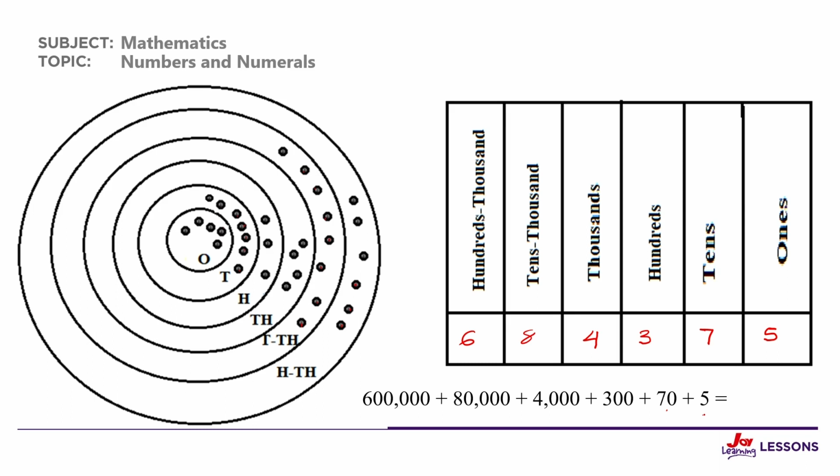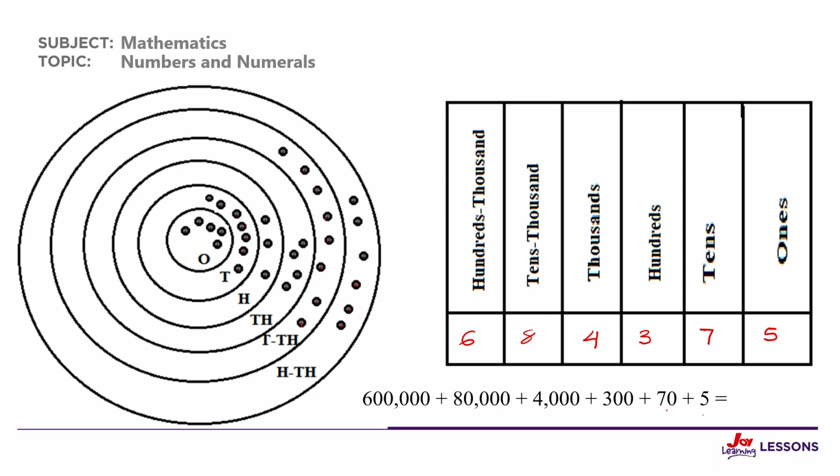So when you put these values together, what is going to be our answer? We have 600,000, we have 80,000, we have 4,000, we have 300, 70, and 5. If you put these values together, what are we going to have? 600,000, 80,000, 4,000, 300, 70, and 5.